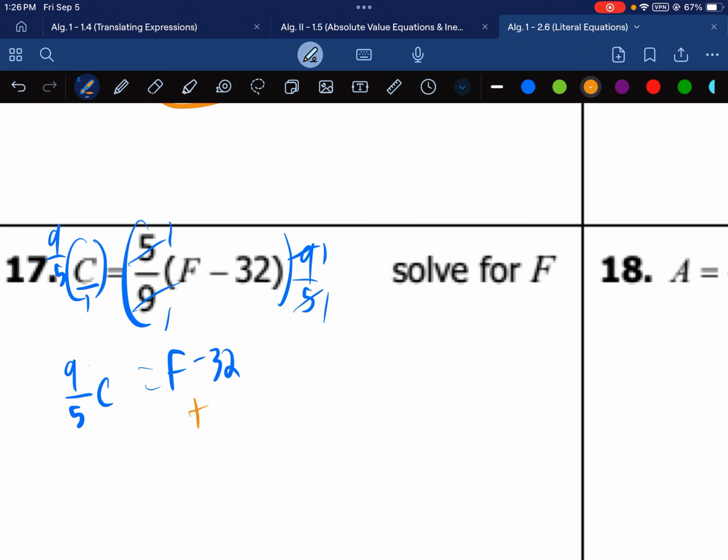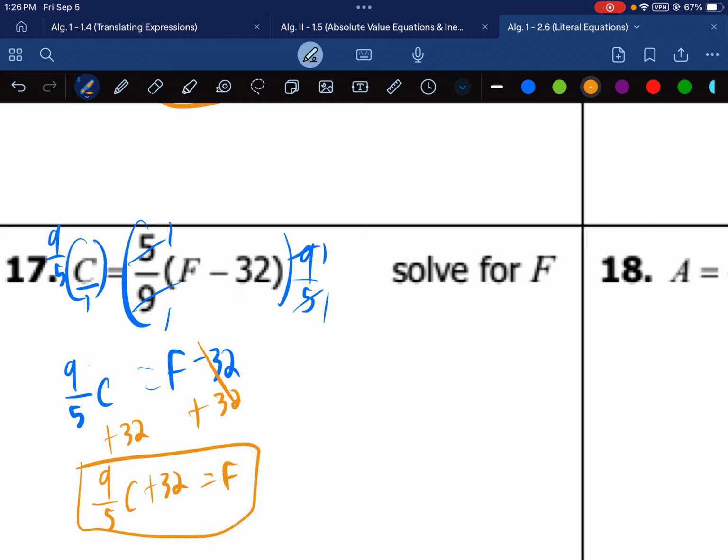Now I'm going to go ahead and add 32 to both sides, undo the subtraction of 32 to get f by itself. And even though I have a number here, I can't combine that with 32 because one has a c and one doesn't. So I'm going to have 9 over 5c plus 32 equals f. If you put the 32 before the 9 over 5c, that's okay as well. And that's the formula to actually convert from Celsius to Fahrenheit, or it started out as up here to convert Fahrenheit to Celsius.